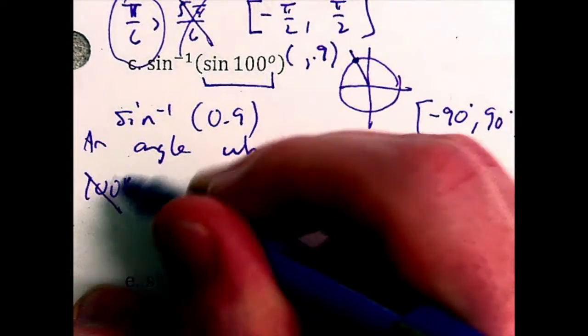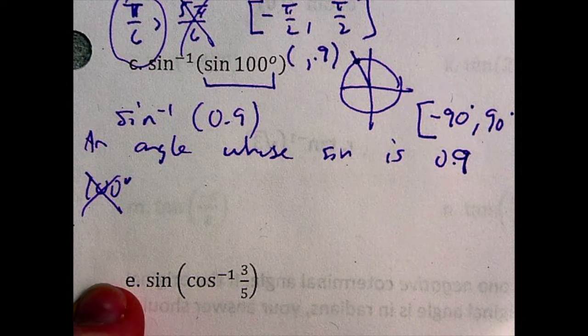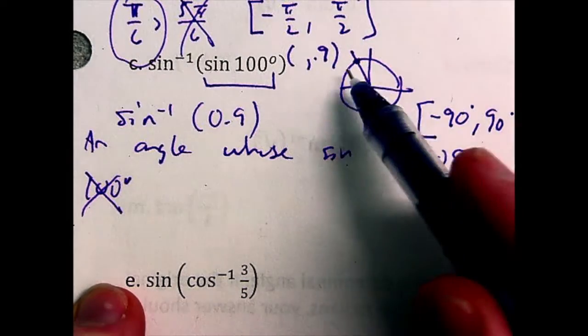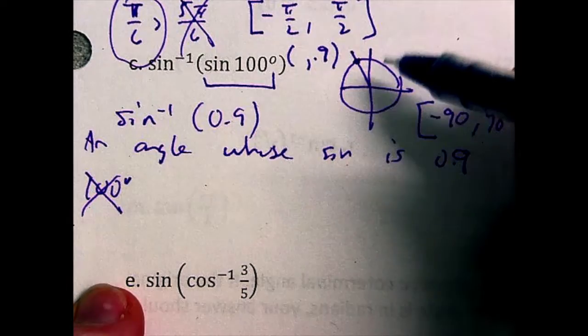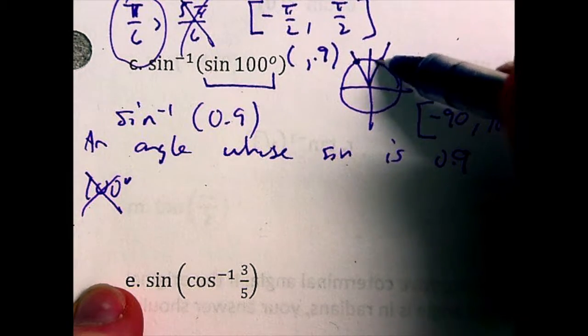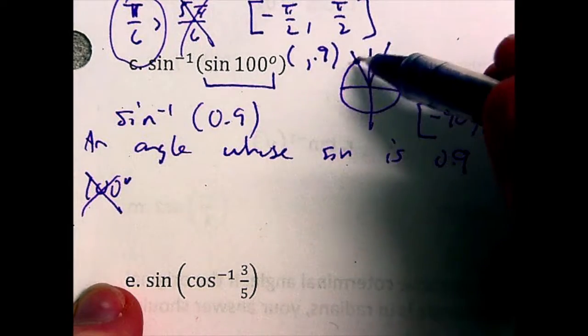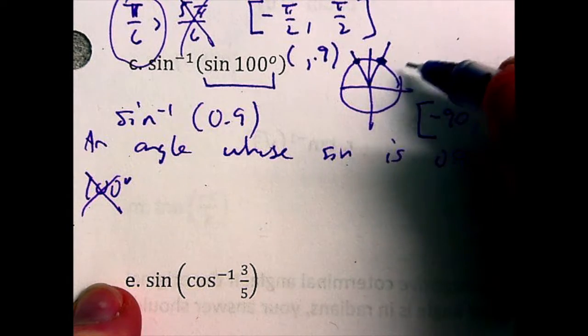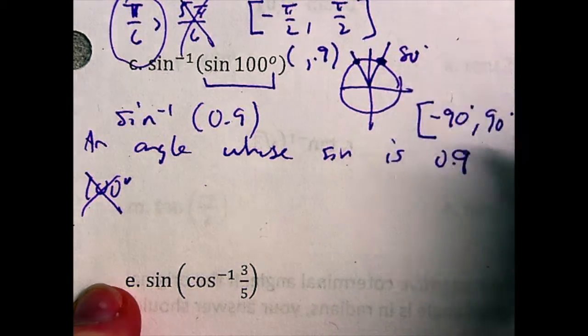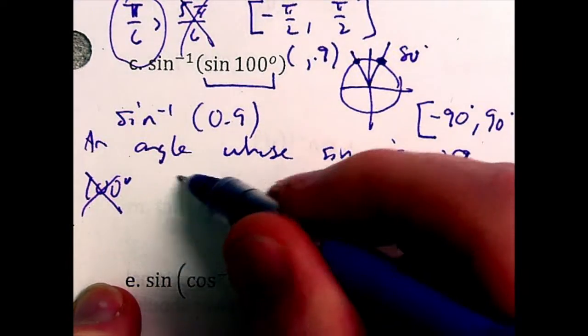So forget about it. We need a different angle whose sine is 0.9 but actually sits within the restricted range. If you think about it, that angle over here will have the same y-coordinate as this one, but will actually lie within the restricted range, and that's 80 degrees, right? 10 degrees less than 90, so the correct answer is 80 degrees.